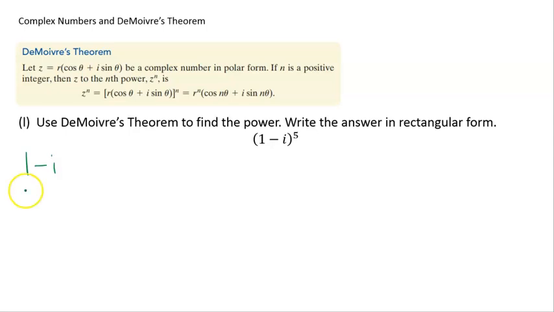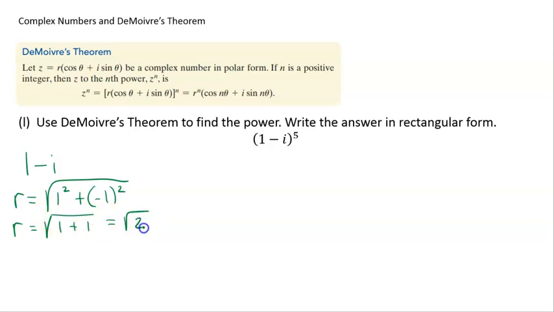Remember, the first thing you have to do is find your modulus. So what is r? Remember, that's the square root of a squared plus b squared. a in this case is 1, so 1 squared. What's b? Negative 1. Remember, you never use i values inside your modulus calculation or when you find the absolute value of a complex number. So r is equal to the square root of, 1 squared is 1, negative 1 squared is also 1. That gives me the square root of 2.